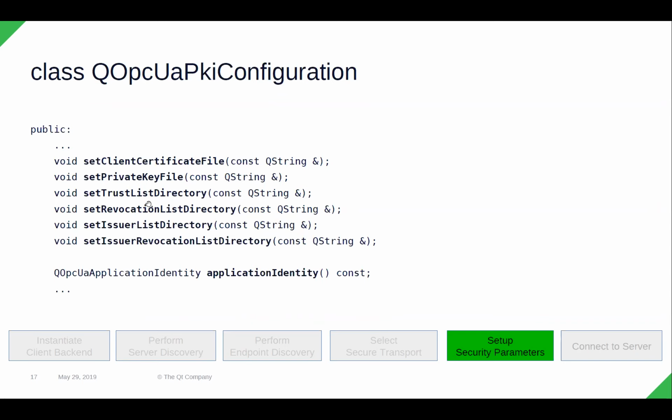Then you have to set up the trust list directory, so which server certificates you trust, for example, the revocation list directory, the issuer list directory, and the revocation list directory. And you can get an application identity from that. I will talk about that later. This application identity you can get from this configuration is based on the client certificate file, which you set in the first function here.